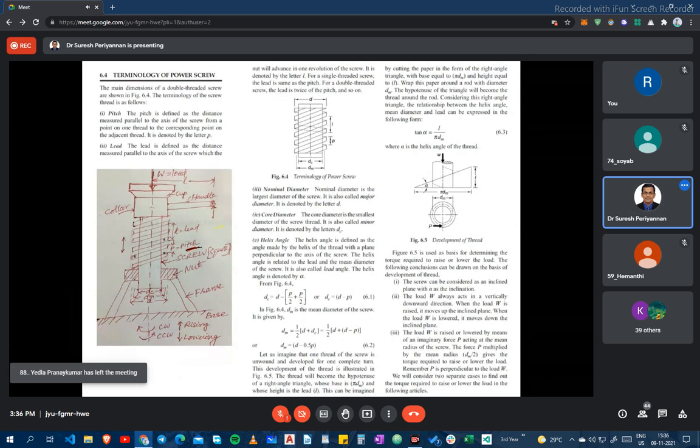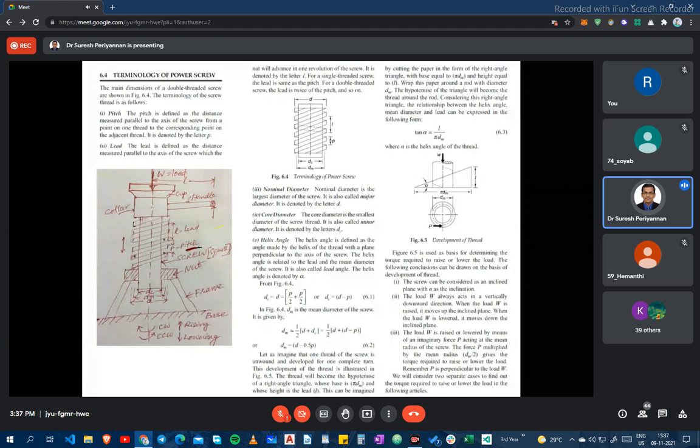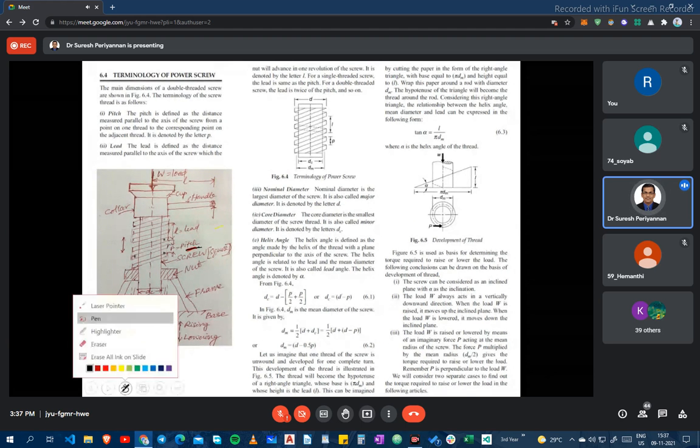Now, lead. What is the lead? While the one rotation of the nut, in one rotation, how much the thread is lifted, the screw is moved. That is the lead. Anyway, this you can easily understand. I just read this, please go ahead later.